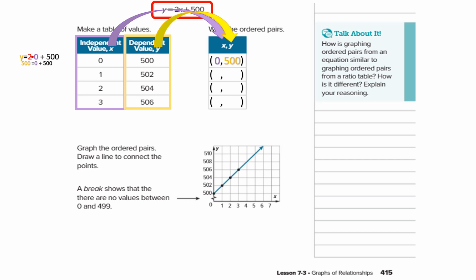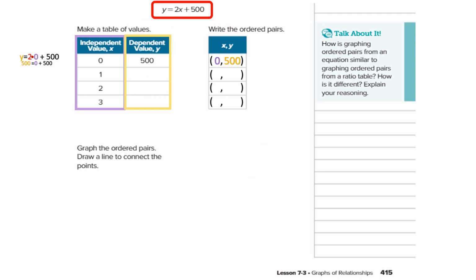So then as I continue on with my independent variable, I just plug it in each and every time to that rule or relationship, y is equal to 2x plus 500. In place of the x, I'm going to put a 1. Now I have 2 times 1, which is 2, plus 500. So I know that my y has to be 502 if my x is equal to 1. I continue on with the same relationship, and this time I'm going to use 2 as my independent variable because that follows the next process.